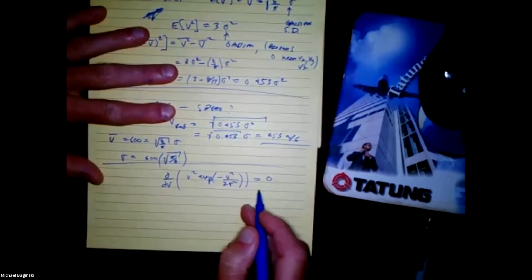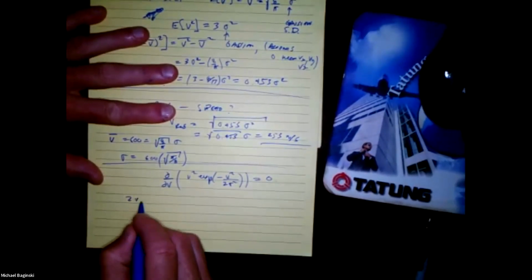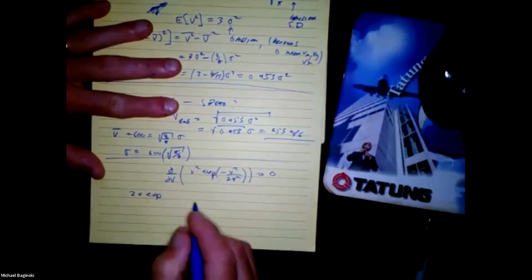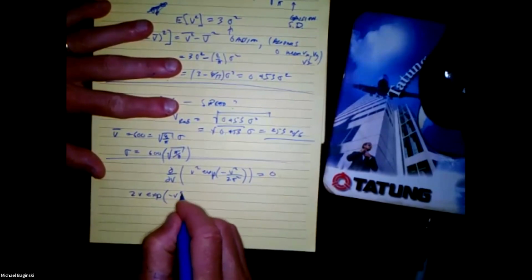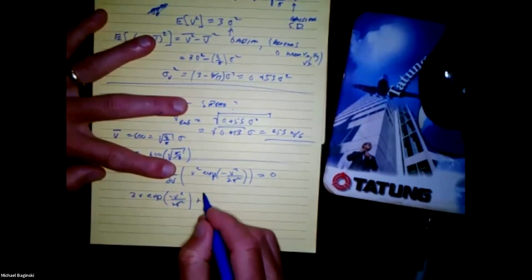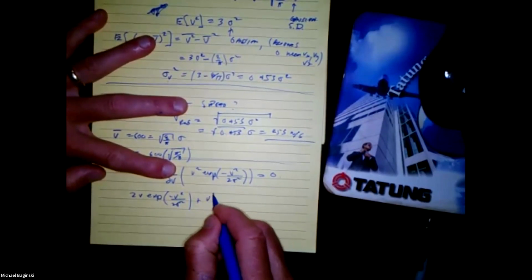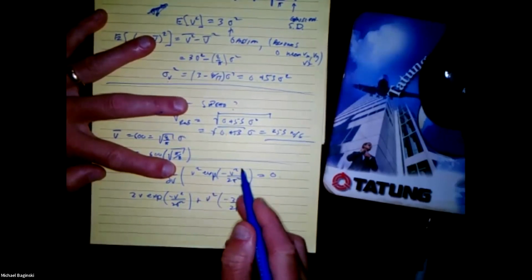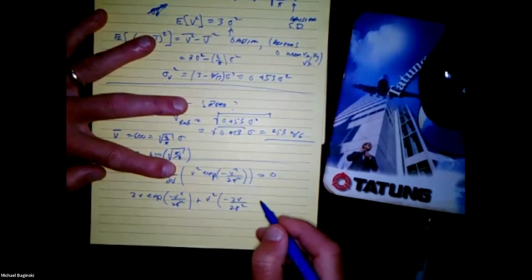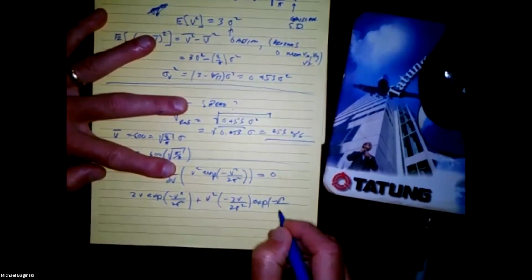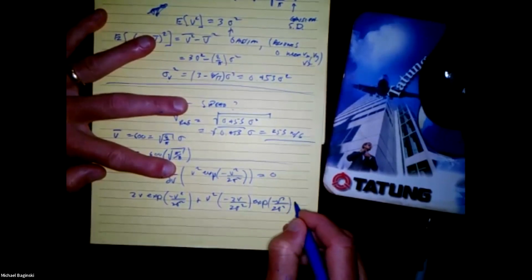When I do that, the derivative of the first becomes 2v times the exponential of minus v squared over 2 sigma squared. Then it's going to be plus v squared times the derivative of the exponent, which is going to be minus 2v over 2 sigma squared, because you have to take the derivative of the inside. And then it's times exp to the minus v squared over 2 sigma squared equals 0.